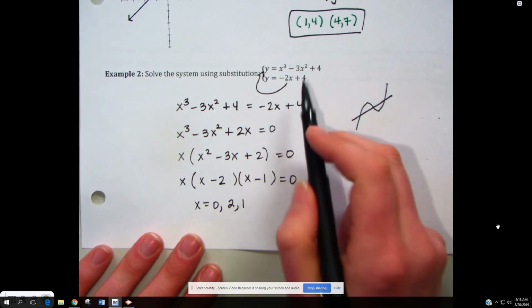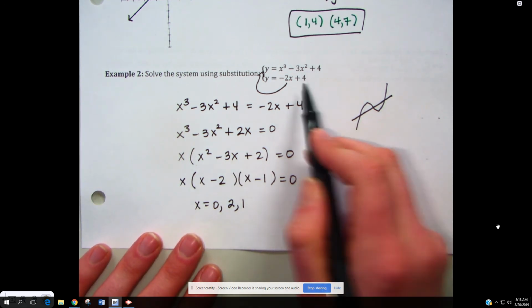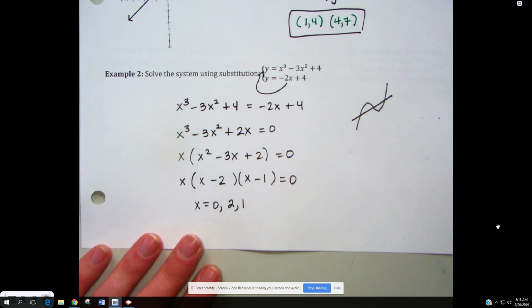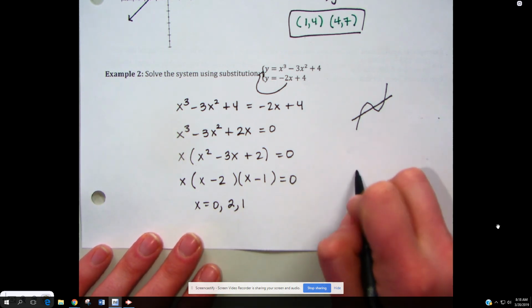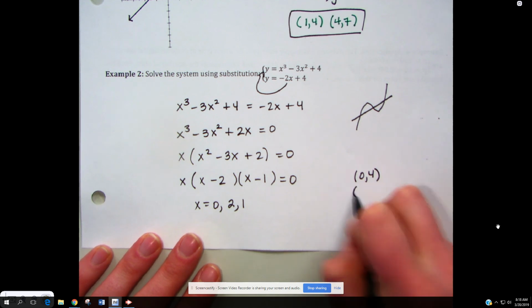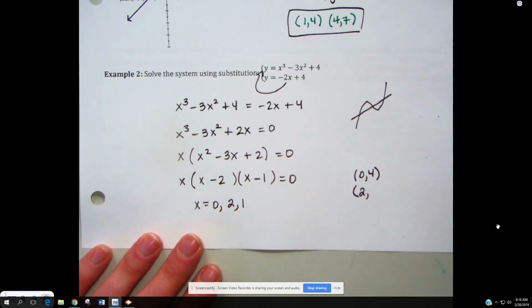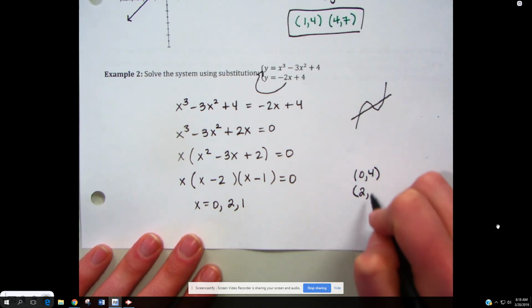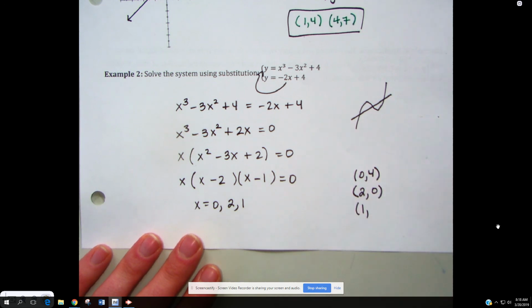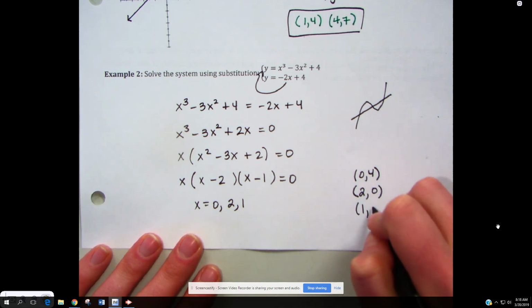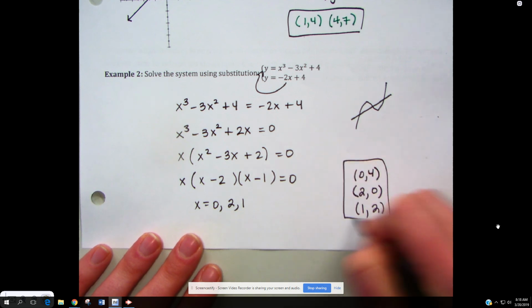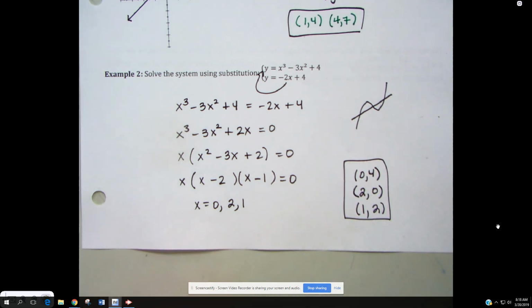So we want to go ahead and plug in. You can choose whichever one you like. I would plug into the simpler function. So let's plug each x into that second function. We'll get 0, 4. Right? If I plug in a 2, I'll get a 0. And if I plug in a 1, I'll get negative 2 plus 4, I'll get a 2. So those 3 coordinates are the solutions to my system.